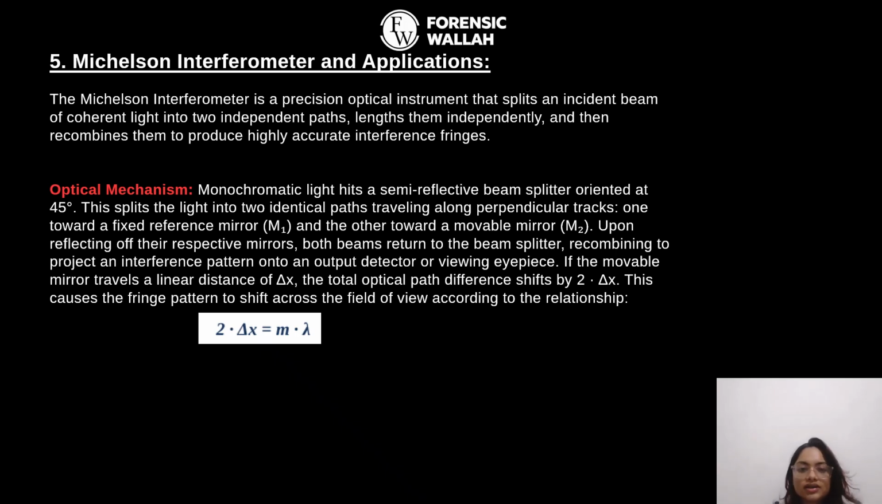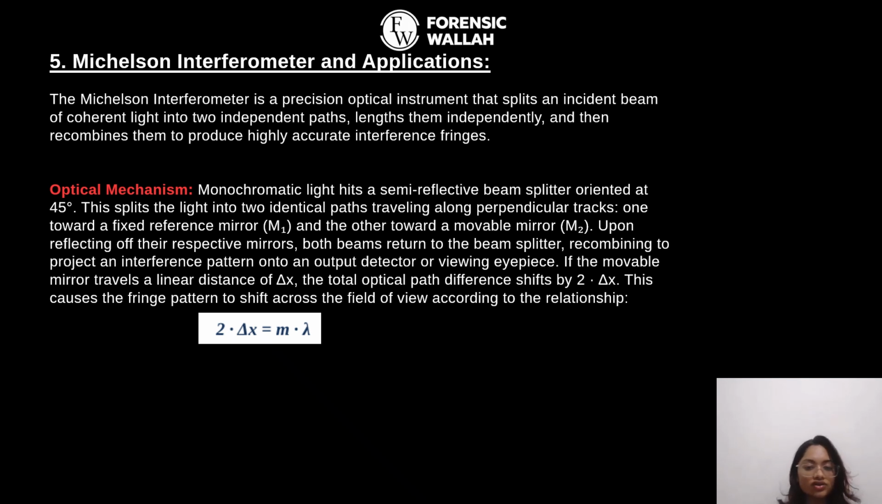Now, the Michelson's interferometer and applications. So, moving on from double slits, let's examine one of the most precise optical instruments ever, the Michelson's interferometer. This device splits an incident beam of coherent light into two independent paths, lets them travel independently, and then recombines them to produce highly accurate interference fringes. Now, let's look at the optical mechanism: monochromatic light hits a semi-reflective beam splitter oriented at a precise 45-degree angle. This splits the light into two identical paths traveling along perpendicular tracks.